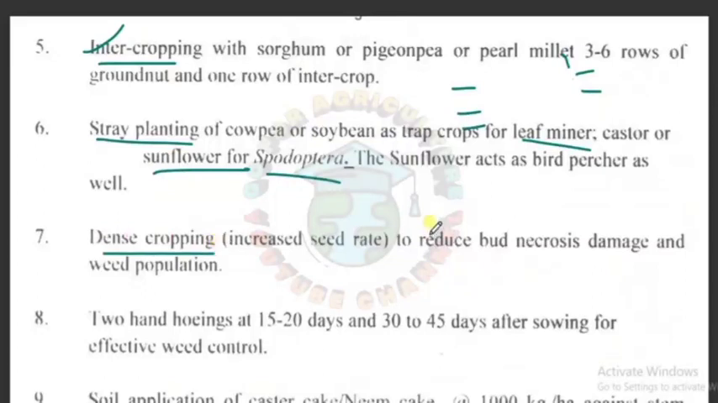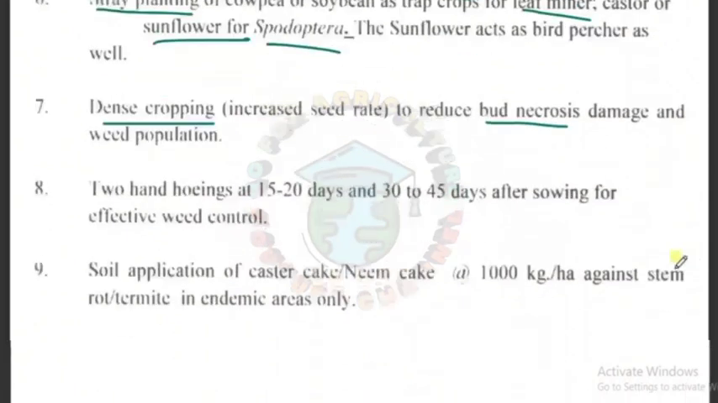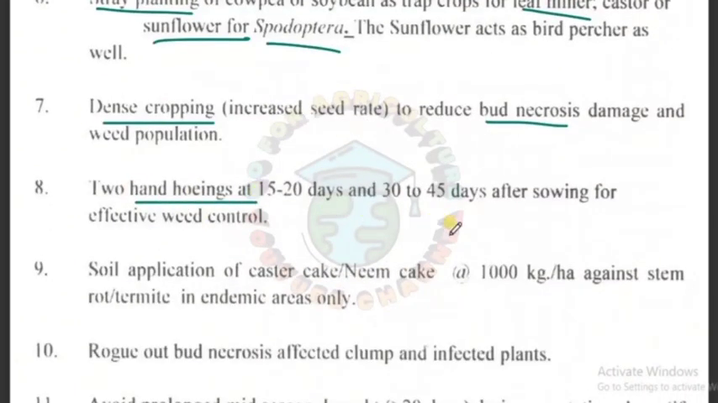Okay. And also dense planting. In every crop, spacing between the crops is very important. But sometimes this spacing might attract the insects. So in order to avoid this, sometimes the crops are planted very close to each other. We call this dense cropping. Due to this we can reduce the bud necrosis.